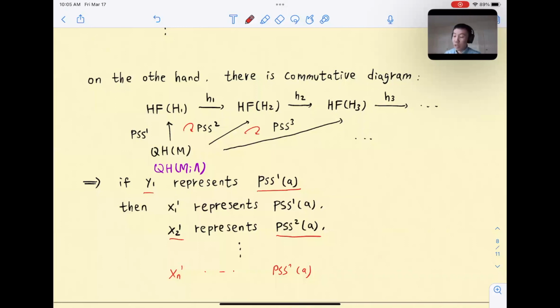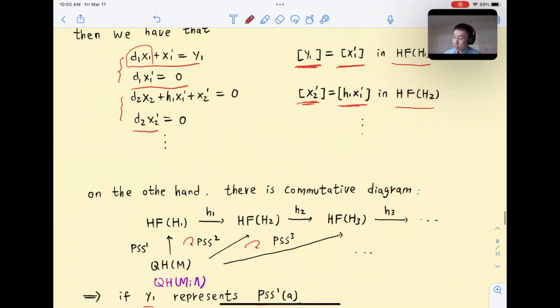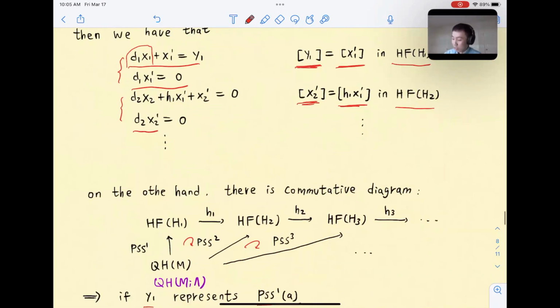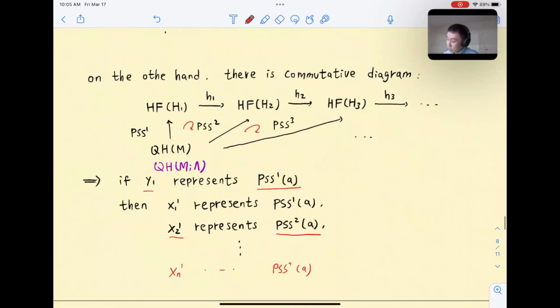So the last step is to apply this convergence. Recall that we are not allowing arbitrary infinite sums. It is allowed only when the valuation goes to infinity. So moreover, we have the valuations of this xn prime going to infinity.